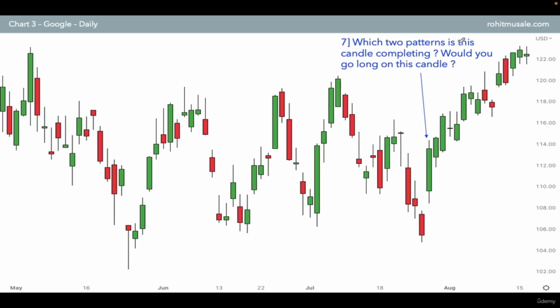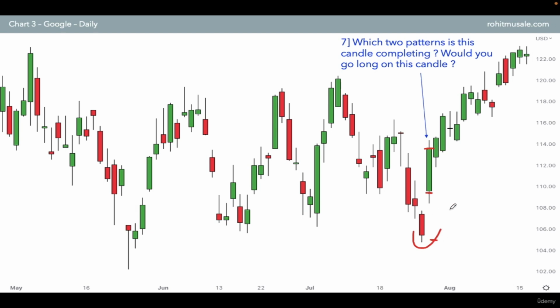Number 7, which two patterns is this candle completing? Well, first it is completing this rising window, because the close of the candle completes that rising window. Second, if you look at these two candles, 1 and 2, that's a variation of a bullish engulfing pattern, right? Ideally, you would expect the opening to be somewhere here. Then you want this green candle to close like this so that the green candle engulfs the prior red candle, and that becomes a bullish engulfing pattern. But instead of opening here, it opens here and closes even further above. So that's a variation of a bullish engulfing pattern.